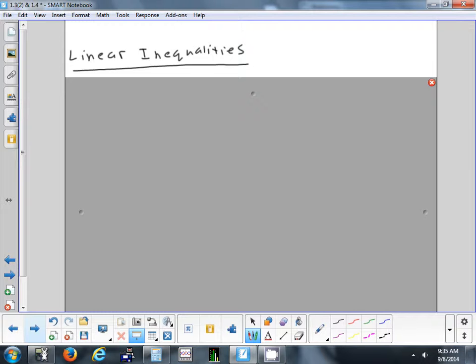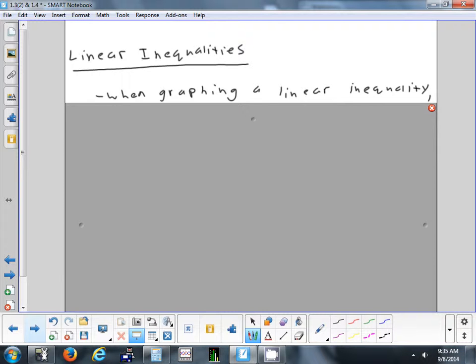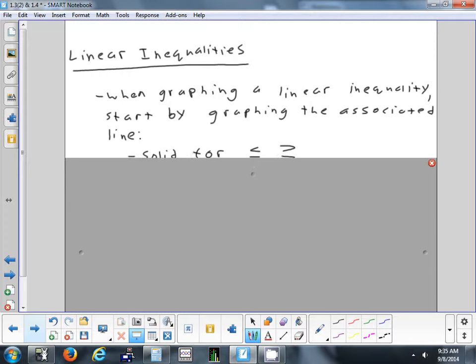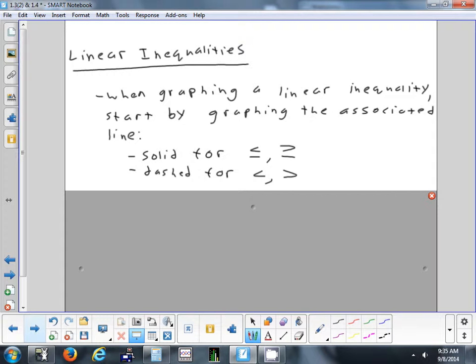And last thing we'll take a look at is linear inequalities. When you graph a linear inequality, you draw a line that's either solid or dotted, and then you end up shading on one side or the other. You use a solid line when you have either a less than or equal to or greater than or equal to. You use a dashed line when you have a less than or a greater than.